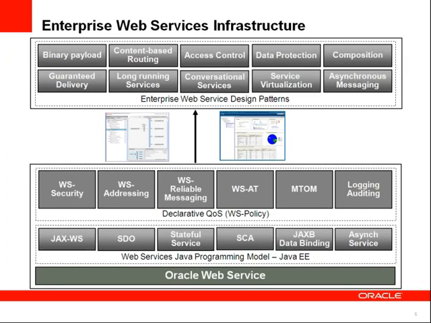In summary, Oracle Web Services provides a number of building blocks for the Web Services Java programming model and for qualitative services that can be enabled in a declarative way so that you can implement what we call enterprise web service design patterns, such as guaranteed delivery or long-running services or service virtualization, etc. Our goal is to make it possible to implement any of those design patterns without too much pain.